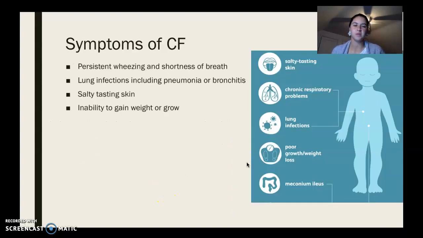So there are a few symptoms of CF. They include persistent wheezing and shortness of breath, lung infections that reoccur, including pneumonia or bronchitis, salty tasting skin, and inability to gain weight or grow.